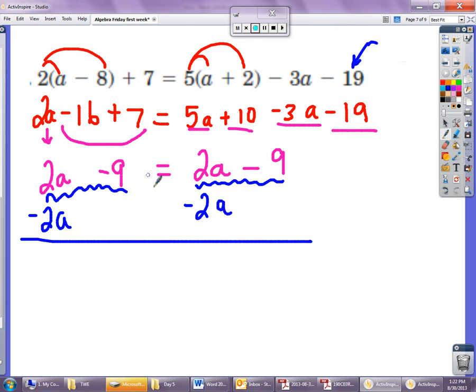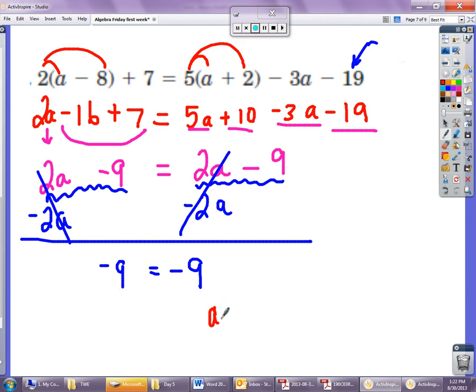So I want to move all the a's so that we have them on the same side of the equation so I can later isolate them. But when you do that, both a's cancel out to get 0, and you're left with negative 9 equals negative 9. And we talked about that when your variable totally cancels out, you have to figure out, is that a true statement or a false statement? And negative 9 will always equal negative 9.